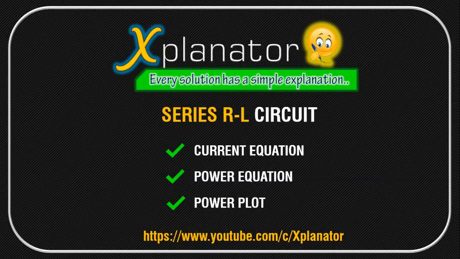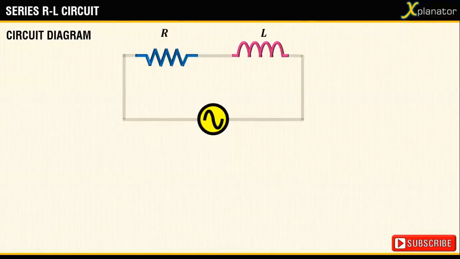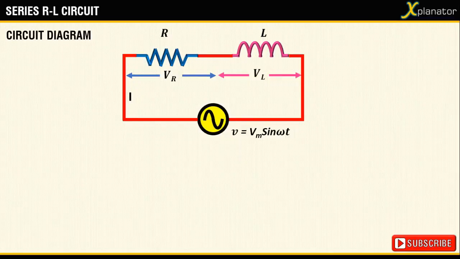To begin with, take a resistor and an inductor. Put them in series across an AC supply so that the same current flows through both the elements. The source voltage is given by V equal to Vm sin of omega t, and the AC current flowing is denoted by letter I. When current passes through a resistor, it generates a voltage VR, and when it passes through an inductor, it generates a voltage VL. We have to find an equation for this current.